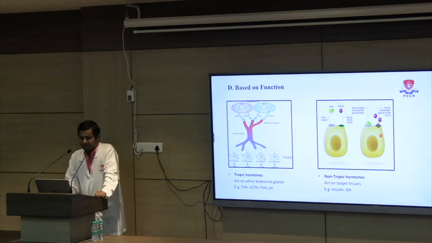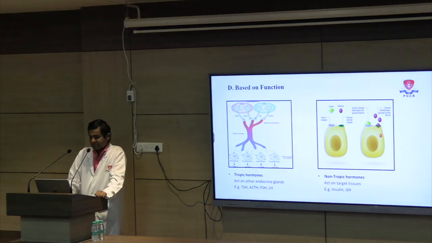Fourthly, we have classified hormones on the basis of function. They are tropic hormones and non-tropic hormones. Tropic hormones are the ones which act on other endocrine glands, for example TSH and ACTH. Non-tropic hormones include insulin and GH. They act on target tissues.